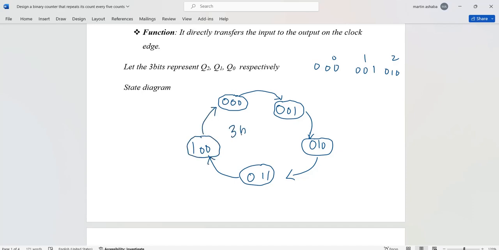So this is a 3-bit synchronous counter. So that is the state diagram. It is just showing you how we are transitioning from one state to the other, in other words, from one count to the other.